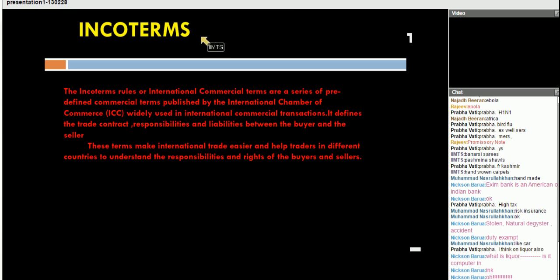So what are Incoterms? Incoterms are also important in case of international trade. They are the international commercial terms. They are a series of predefined commercial terms published by the International Chamber of Commerce, widely used in international commercial transactions. Okay. So these terms make the international trade easier and help traders in different countries to understand the responsibilities and rights of the buyers and sellers. Like for every contract, specifically for every sale and purchase transaction, it is not possible to conclude a contract every time. So in that case, if we haven't concluded a formal contract, we can follow the terms and conditions given by these Incoterms. That is international commercial terms and conditions.